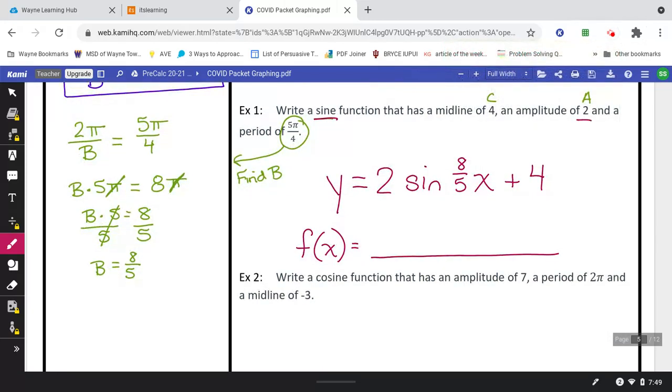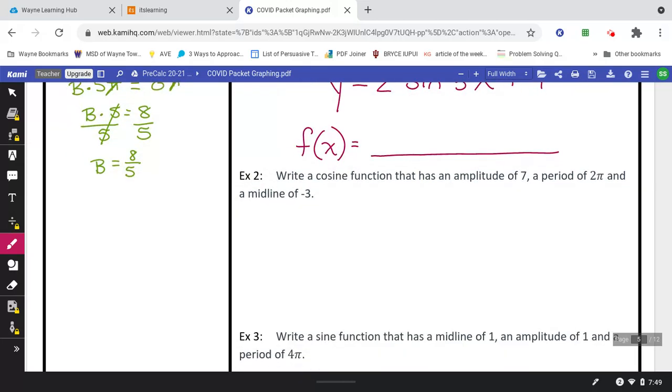Let's move on to example number 2. So this time it says write a cosine function that has an amplitude of 7. So remember, our amplitude is our a. Period 2 pi, we're going to have to use that to find b. So remember, that's not the b. We're going to have to use that to find the b. And then midline of -3 would be our c value. So we'll come off to the side and work on finding our b.